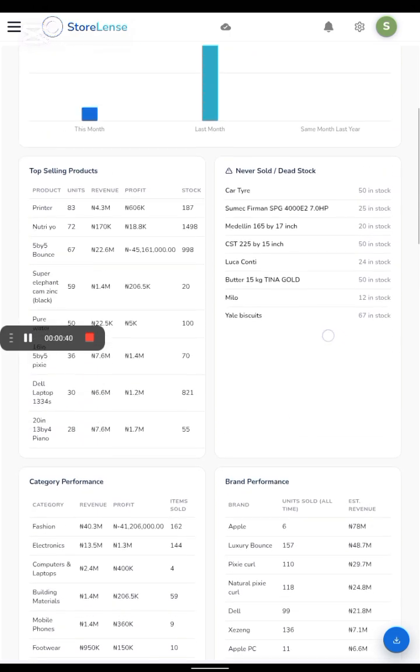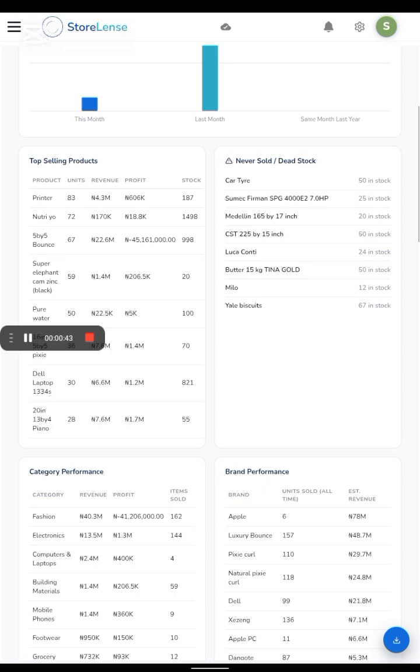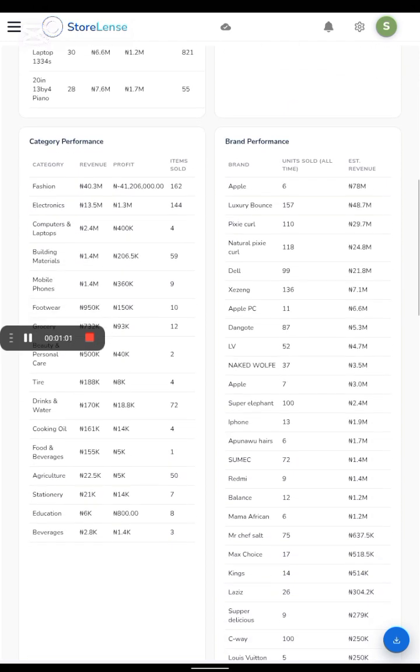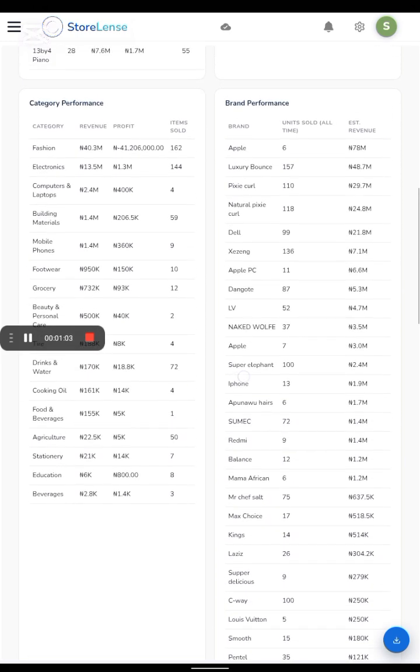Then here you will now see the top selling products, those products that you sell frequently, and those products that you sell mostly will be shown here. Then the never sold or dead stock will be listed out for you. Then under your category, to show you the best performing category performance, to show you the ones that are making the highest sales.